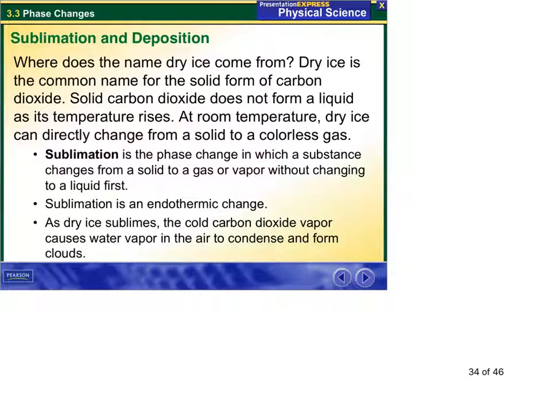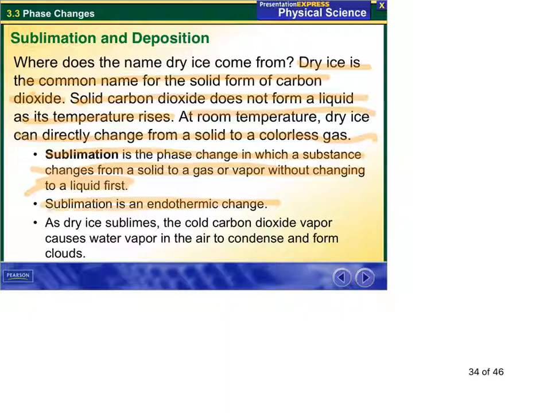Dry ice is the common name for the solid form of carbon dioxide. Solid carbon dioxide does not form a liquid as its temperature changes. At room temperature, dry ice changes directly from a solid to a colorless gas. Sublimation is what we call this change. There's our definition.